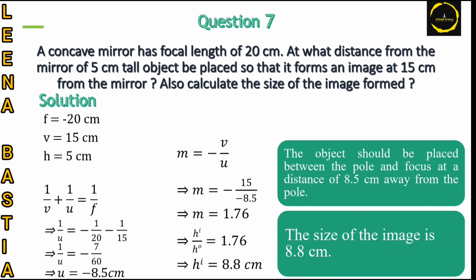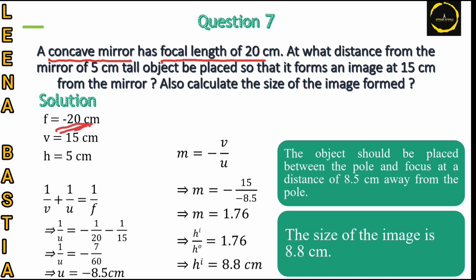Question number 7 says a concave mirror has a focal length of 20 centimeter. At what distance from the mirror should a 5 centimeter tall object be placed so that it forms an image at 15 centimeter from the mirror? Also calculate the size of the image formed. First of all, it is clear from this question that it is a concave mirror. The focal length is given, and for a concave mirror it is minus 20, as we have written over here.